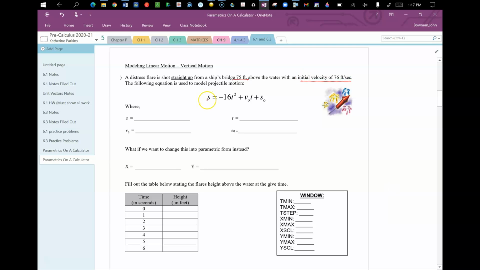And this equation, some of you probably recognize from physics. It tells you the position, in this case, the height of the object with respect to time. There are three parts to this. The first part is due to gravity. The second part is due to how fast the object leaves where it's starting from, its initial velocity. And the third part is due to its initial height. So S is height in this case. T is time in seconds.